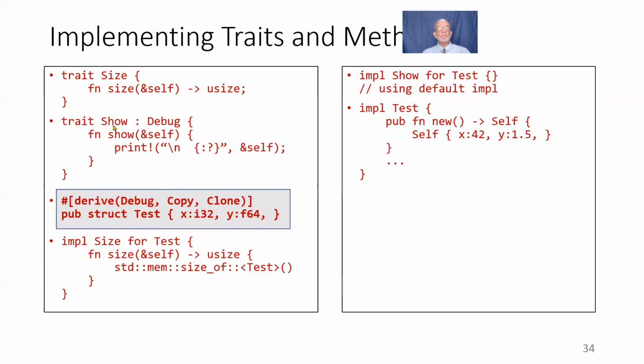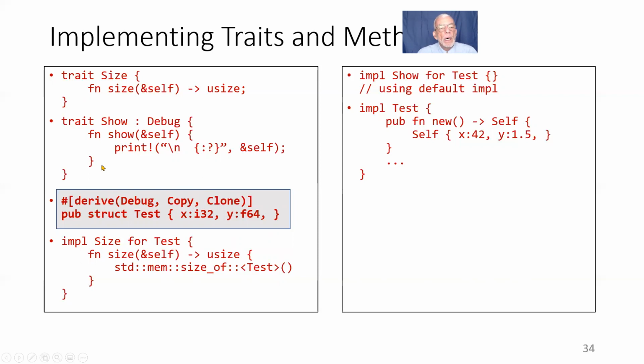And so my show method is going to use a print with this formatting specifier, and I pass the address of self to print. So I'm printing myself, using the debug format. I'm a struct, and so it's going to just print out a very simple description of the struct.